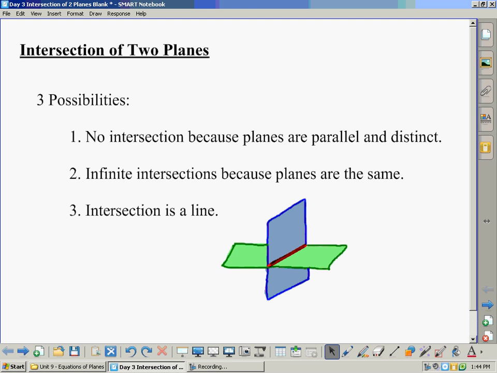So now we're going to go off and try and figure out how we can find the equation of that line, if indeed it is a line.